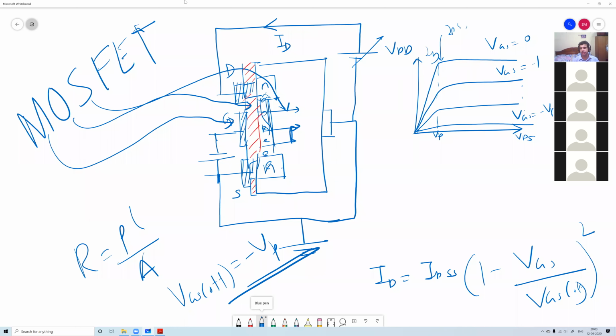Any further questions regarding D-MOSFET? Study from Boylestad, it is very well explained. I have not given the study material for this MOSFET. You can study it from Boylestad, it's very well explained. Any questions? Please don't give them in WhatsApp.